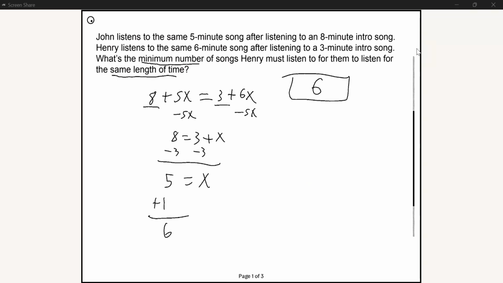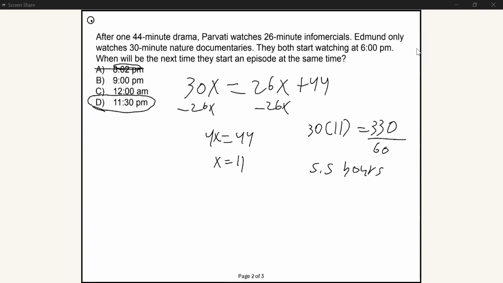The big part on this and on a lot of SAT questions, easy and hard, is just absorbing the important numbers and not letting yourself get distracted by anything that might not be important, like drama doesn't really matter, infomercial doesn't really matter, nature documentaries, right? Those things don't matter, but the time, that matters.